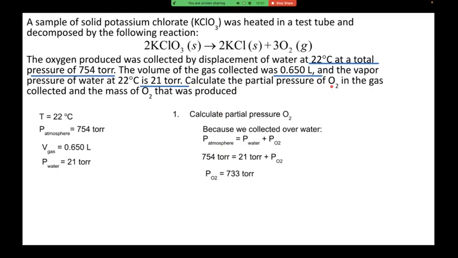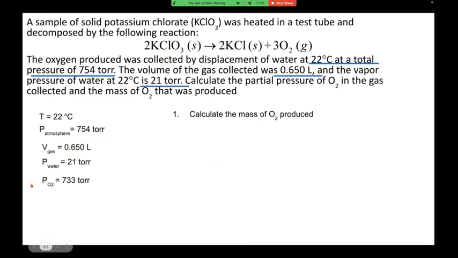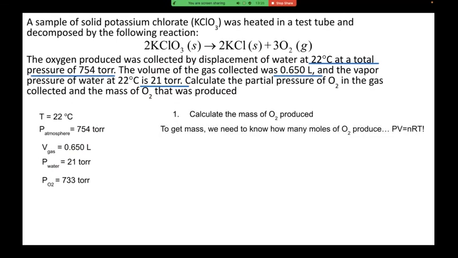Next, we have to calculate the mass of oxygen gas that was produced. So let's take this and add it to our given information over here, because this is going to be helpful for us moving forward. If we're asked to calculate the mass of oxygen gas produced, that should indicate to us that I'm going to need to figure out how many moles of oxygen gas are produced. And the way I figure that out is utilizing our favorite ideal gas law, or PV equals nRT. So to get our mass, we need to know how many moles of oxygen gas are produced. So we're going to use PV equals nRT to get us on our way.